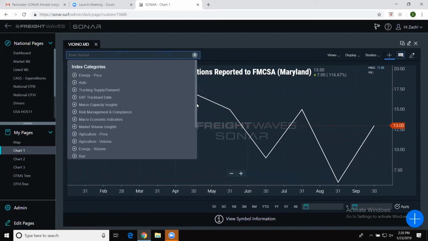on some freight market fun. Freight market fun, starring the SONAR.